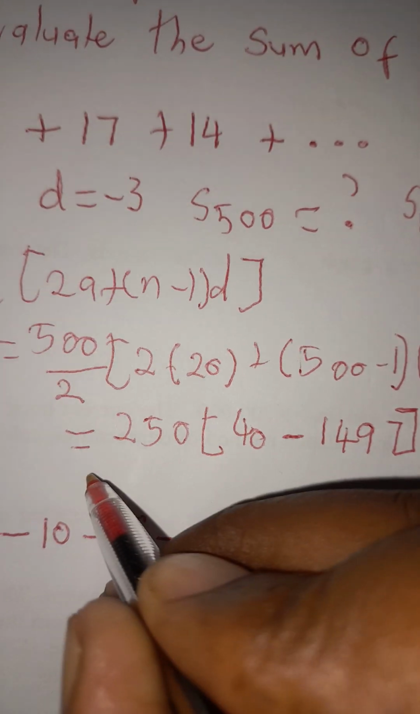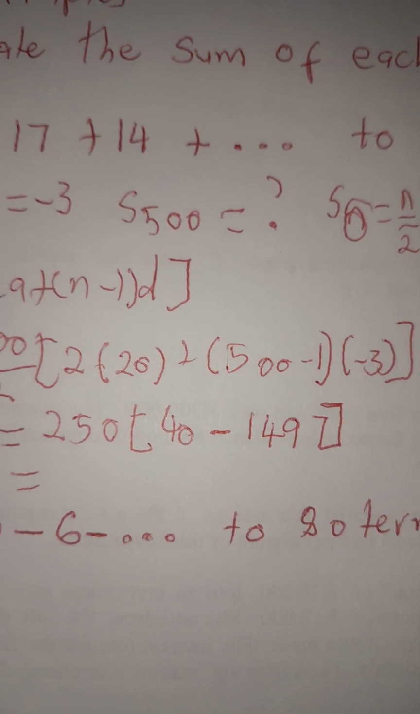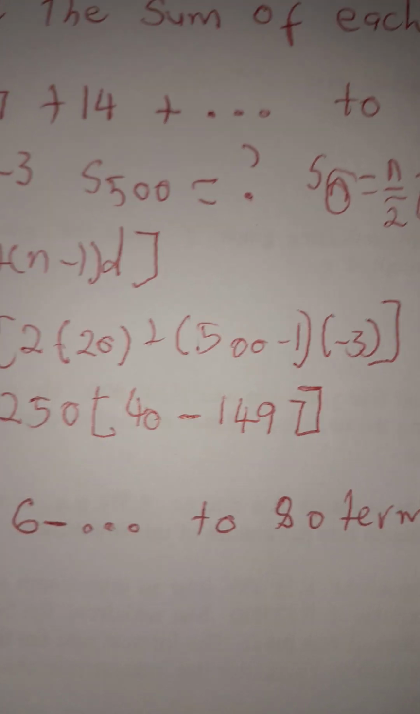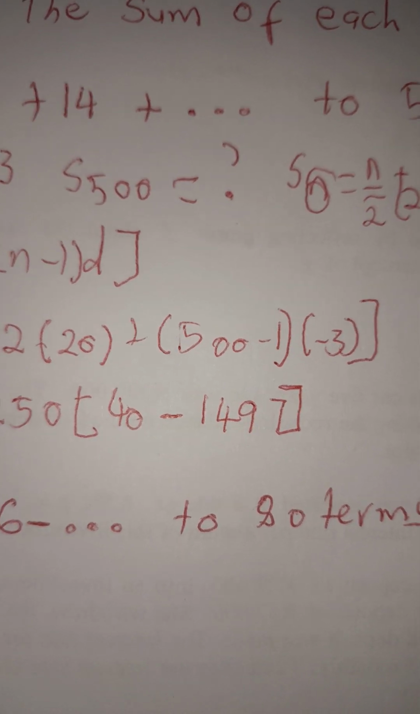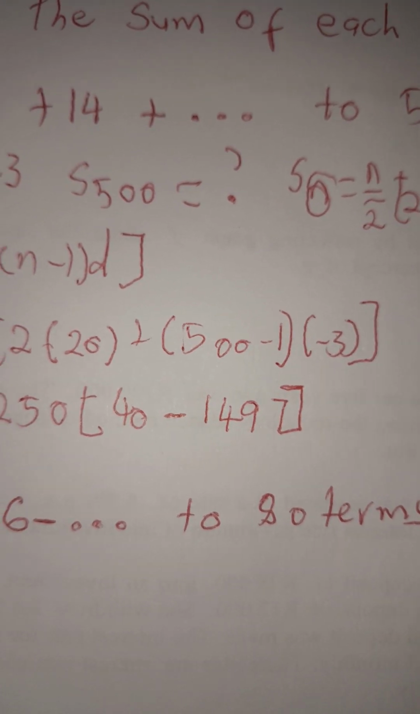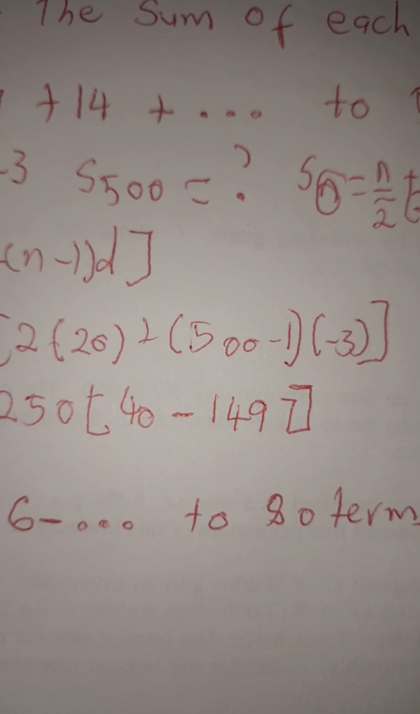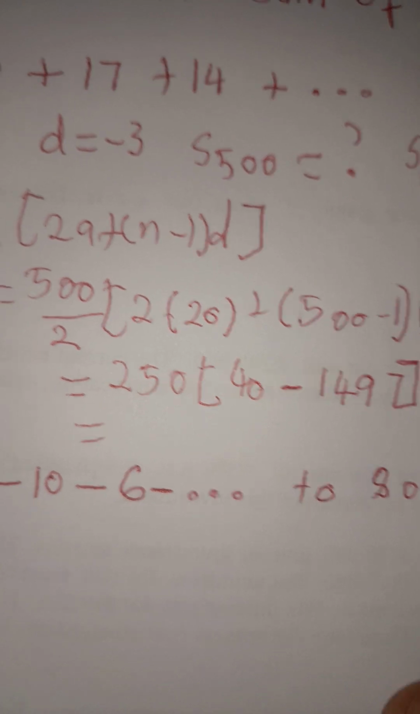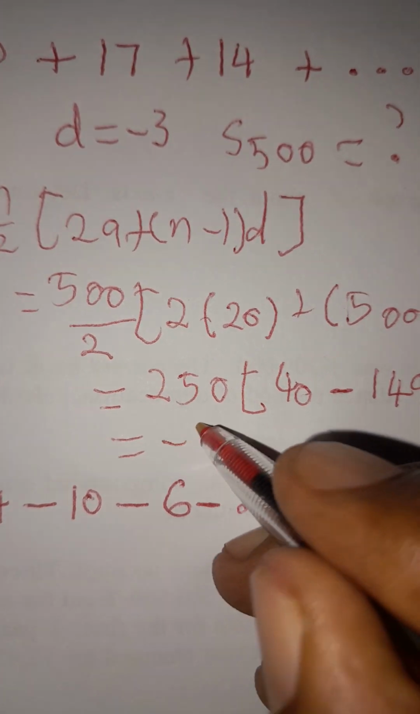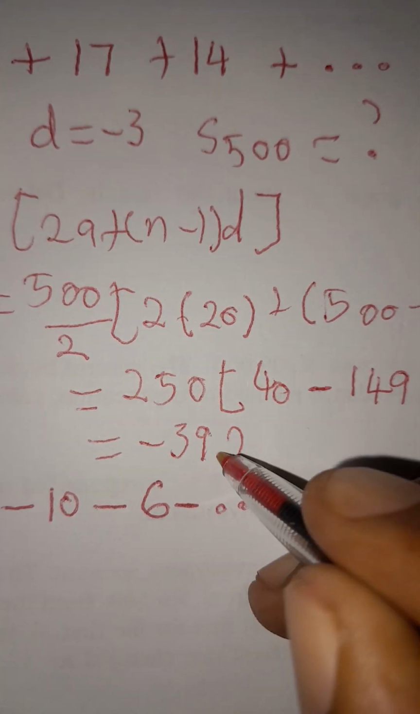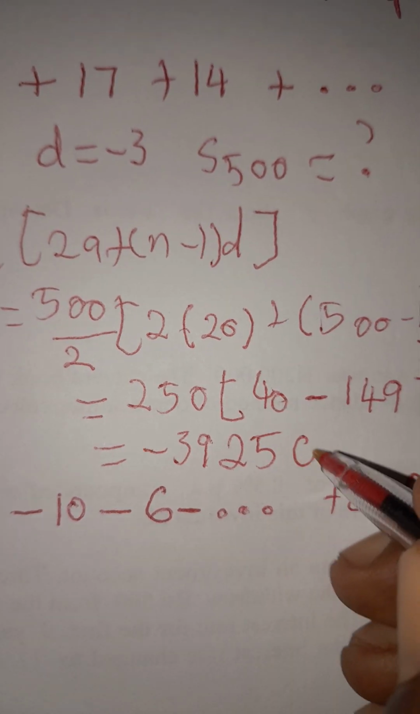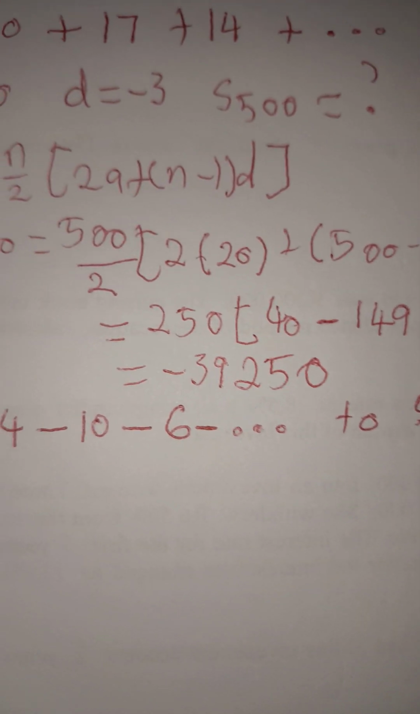Okay, then let's punch the calculator there. When you say 250 multiplied by, open the bracket, 40 subtracted by 1,497, definitely it will give you negative 39,250. So that's the solution in this case.